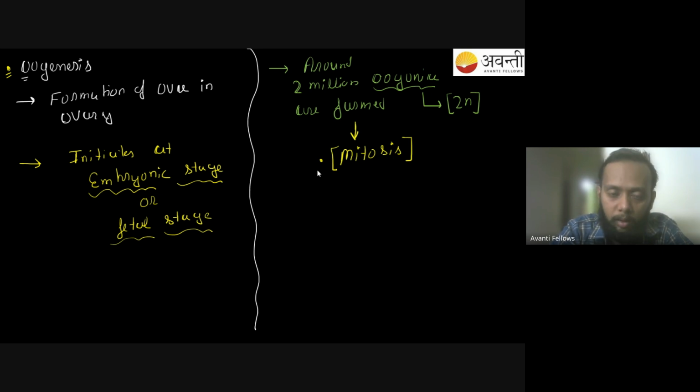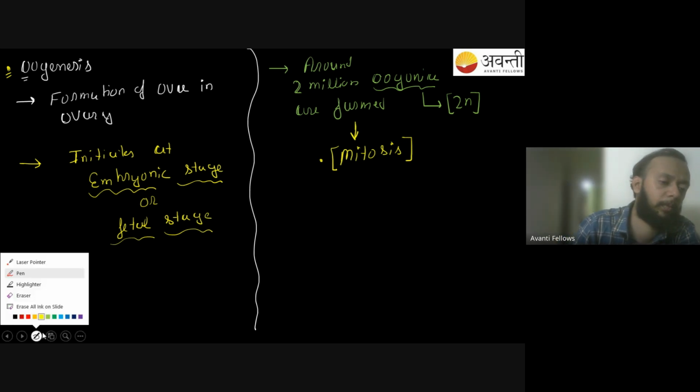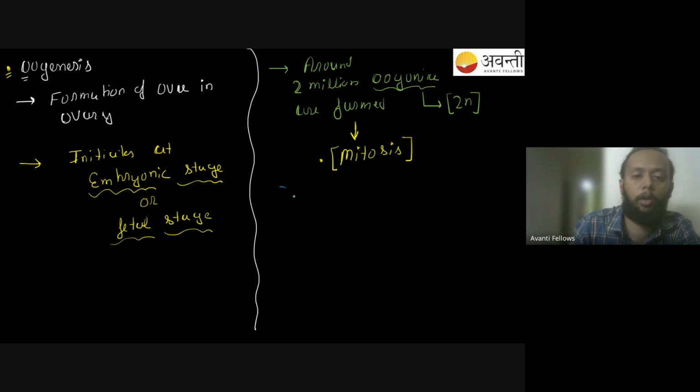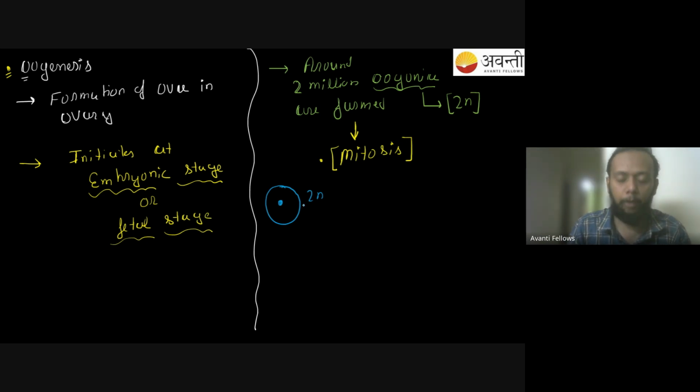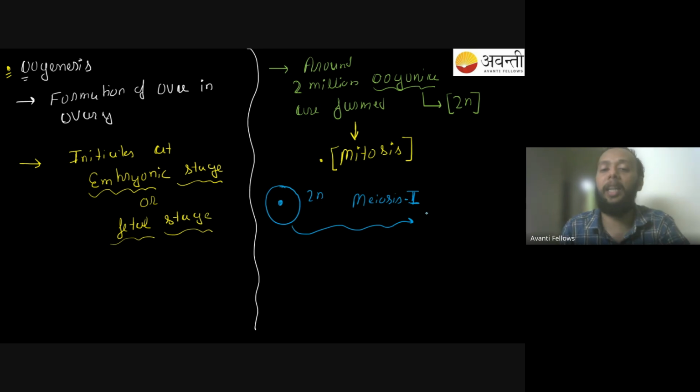Now, some of the oogonia, or I would say a large number of oogonia, will initiate meiosis 1. Assume that this is an oogonia, a diploid cell. It will initiate meiosis 1. तो ये start करेगा अपने यहाँ पे meiosis 1. Now understand one thing: it has initiated meiosis 1, not completed it. It will initiate meiosis 1 and will get arrested at prophase 1.